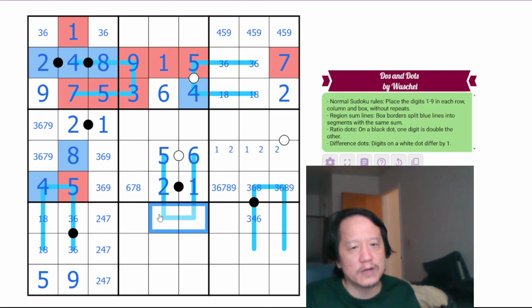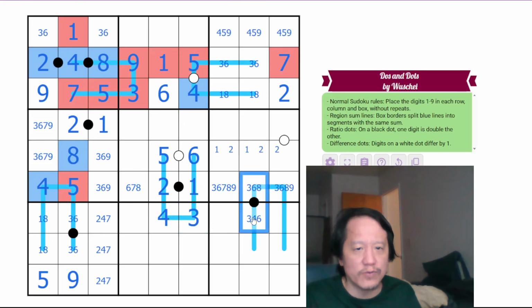So this pair cannot be 1, 6, 2, 5. Adding up to 7, it has to be 3, 4. But this can't be 4 because of 4 in the column. So that's 3 there and 4 there. Ooh, we have a problem here.